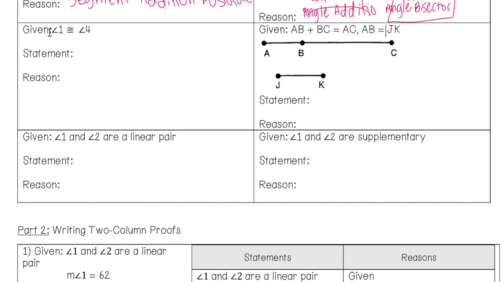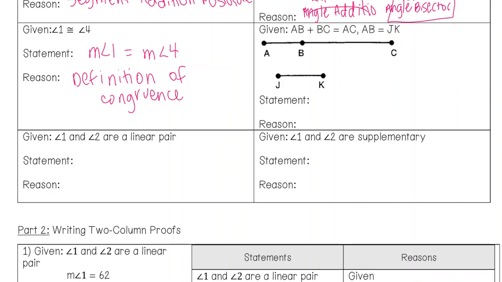So next up, we have given that the angle 1 is congruent to the angle 4. That's all we know. So thinking about what the word congruent means, I can say, well, that would mean that the measure of angle 1 is equal to the measure of angle 4. And this is just based on our definition of what it means to be congruent. So we could cite definition of congruence.